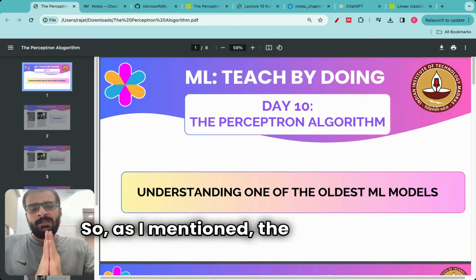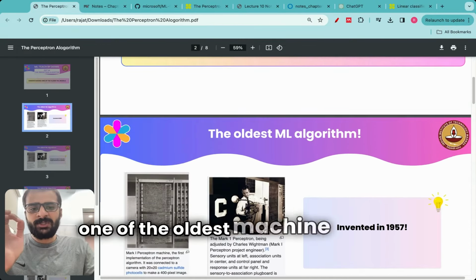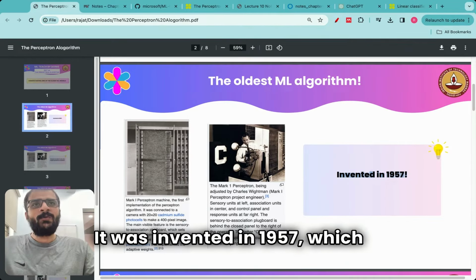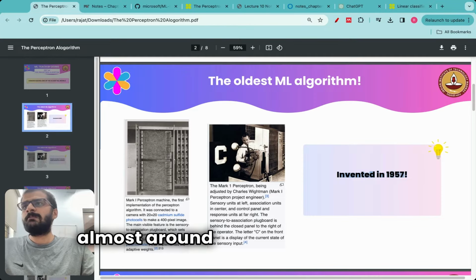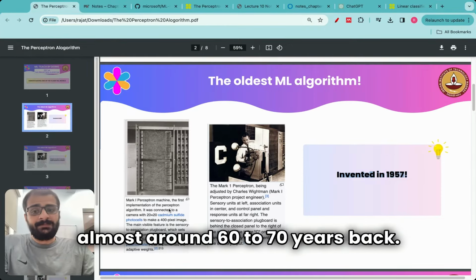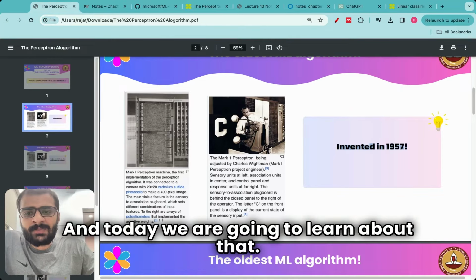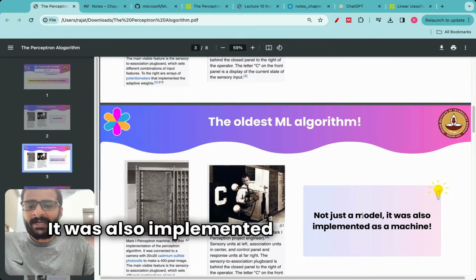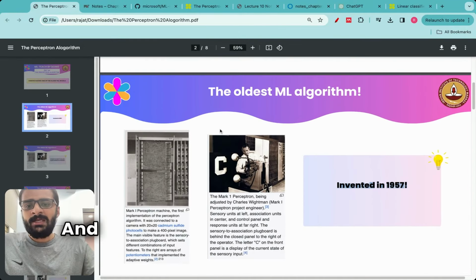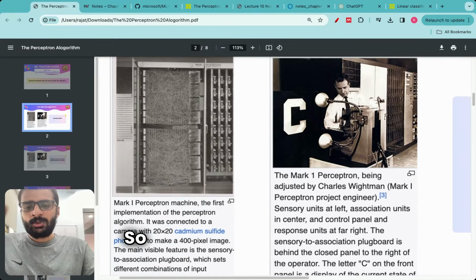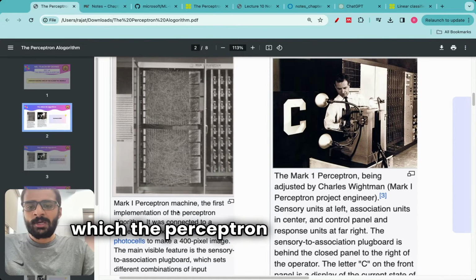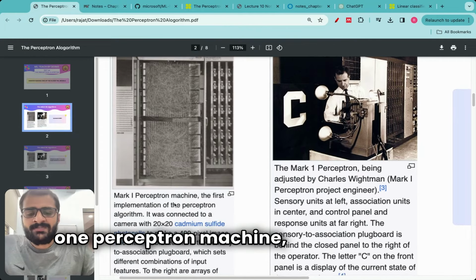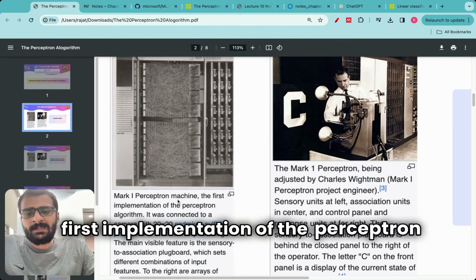So as I mentioned, the perceptron algorithm is one of the oldest machine learning algorithms. It was invented in 1957, which is almost 60 to 70 years back. And today we are going to learn about that. In fact, this was not just a model, it was also implemented as a machine by engineers. And here is how that machine actually looked. This is the machine on which the perceptron algorithm was implemented. It's also called the Mark 1 perceptron machine, which was the first implementation of the perceptron algorithm.